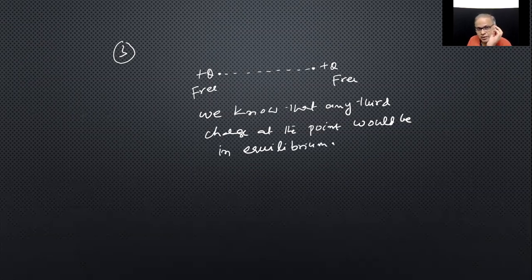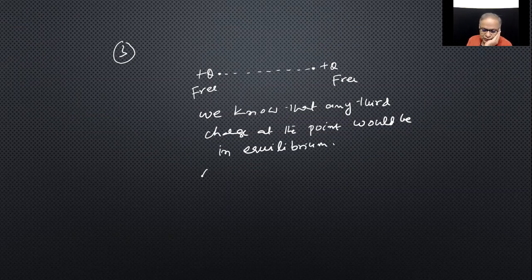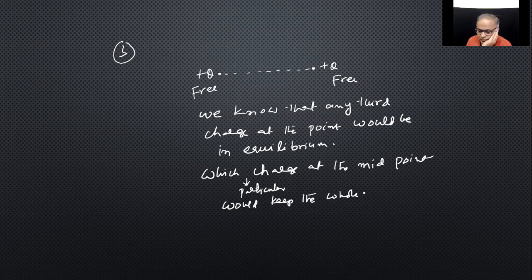The question is what charge you should place at this midpoint so that the whole system is in equilibrium. Which particular charge at the midpoint would keep the whole system in equilibrium?